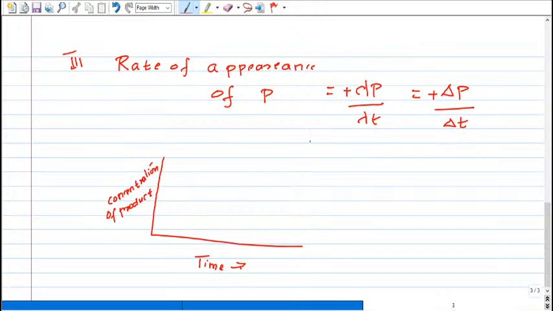So here the product is increasing. See, it is increasing like this. From 0, it is increasing. It goes on like this, and it will go to an infinity level when the time goes on. So this is very, very important.